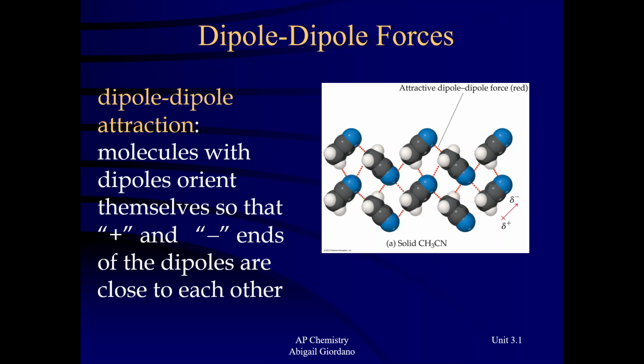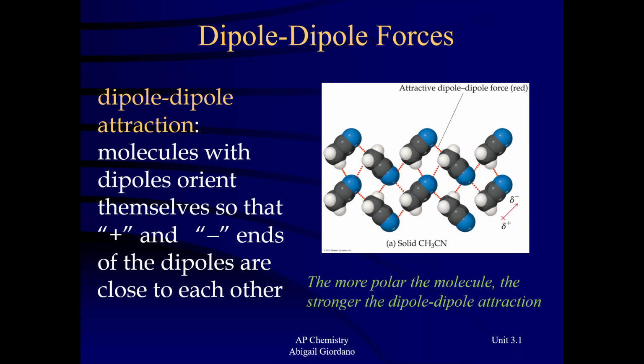Dipole-dipole attraction is the attraction between the negative end of one molecule and the positive end of a neighboring molecule, between molecules. And the more polar the molecule is, meaning if a molecule has, let's say, a very electronegative element on one end, it's going to attract those electrons within the molecule more strongly, making it more polar. That's going to lead to stronger dipole-dipole attraction.